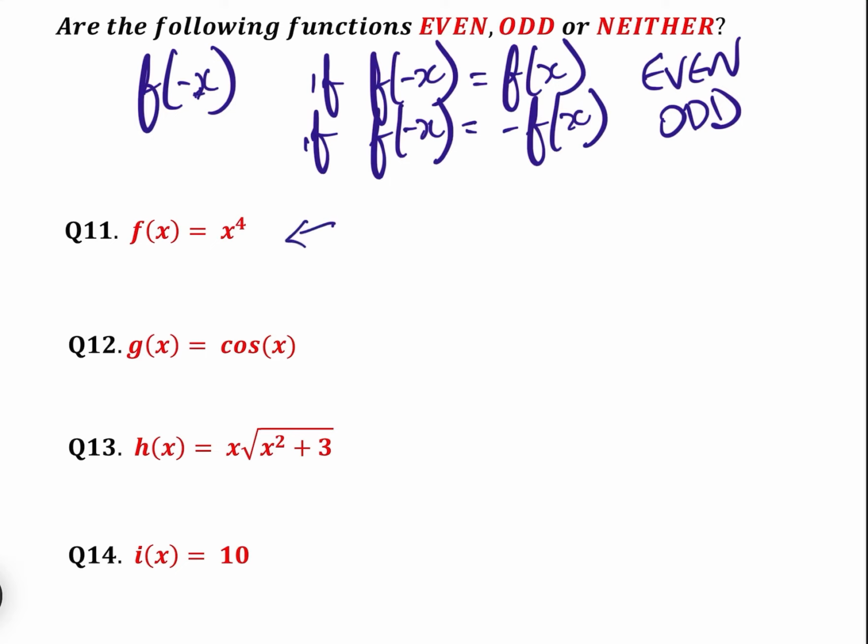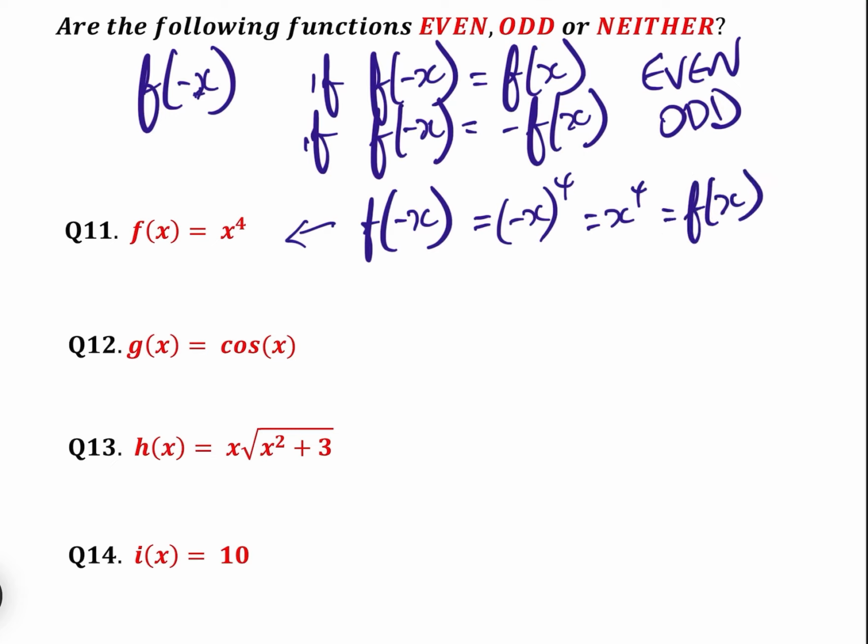Okay, so let's have a look at this one. f of x equals x to the 4. So what we have to do is look at f of minus x. So all we need to do is replace x by minus x, and that equals minus x to the power of 4. Well, minus anything to the power of 4, the minus cancels itself out, which equals x to the 4, which equals f of x. So therefore, f of minus x equals f of x. So this function is even.